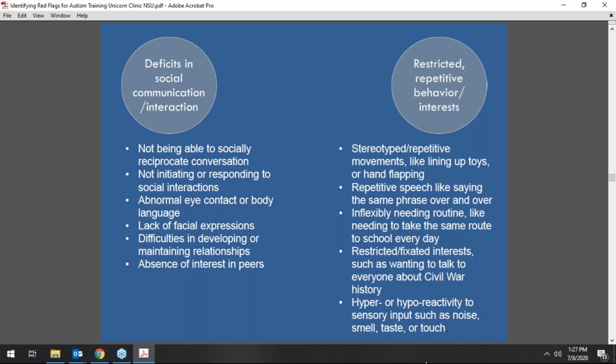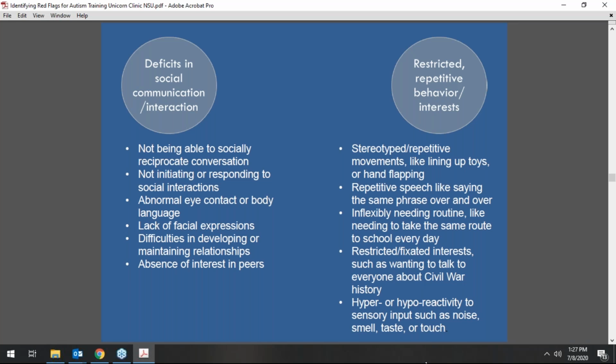They exhibit difficulties in developing and maintaining relationships. So now that I've pointed out all the other difficulties with social interactions, you can see why it's difficult for them to initiate, develop, or maintain a friendship or any relationship, because they're not really responding to social cues from other individuals, or perhaps they're not initiating social conversation with their peers.